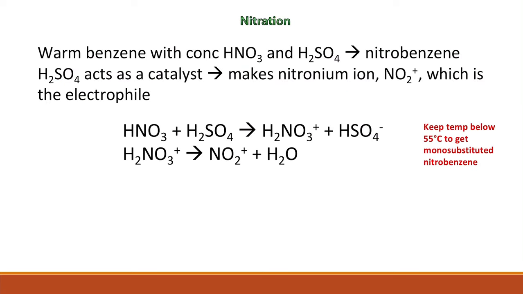Nitration is another type of electrophilic substitution, but now we don't use the halogen carriers like iron bromide or aluminum chloride. Instead, we use a mixture of nitric acid and sulfuric acid.